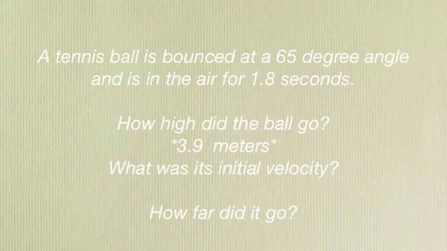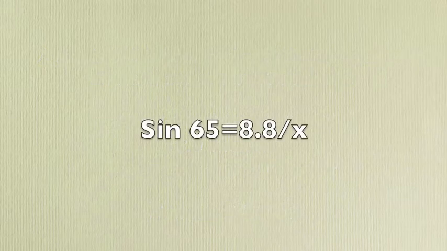Okay, so now that we found out that the height of the ball was 3.9 meters, we're going to find the initial velocity. In order to find the initial velocity, you will take 8.8 divided by the sine of 65 in your calculator, which will come out to be 9.7 meters per second.